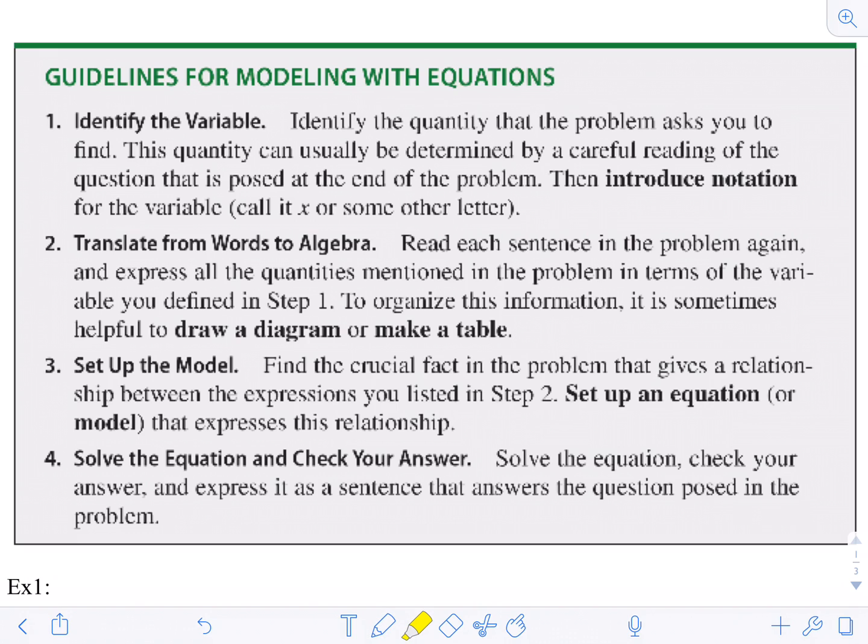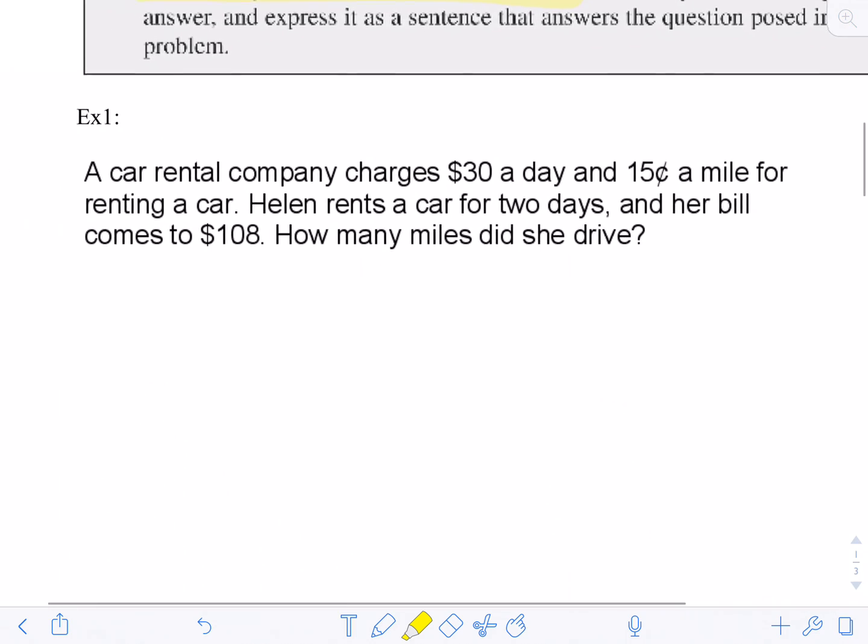Here are some guidelines which I find are helpful. Identify the variable, translate into algebra, set up a model, and then solve, obviously, and check. So let's just go through a couple of problems here.